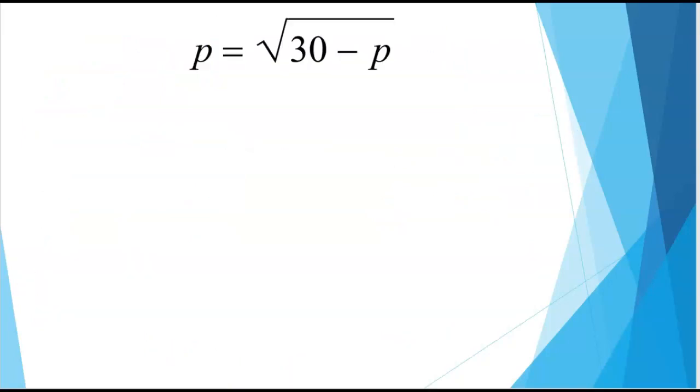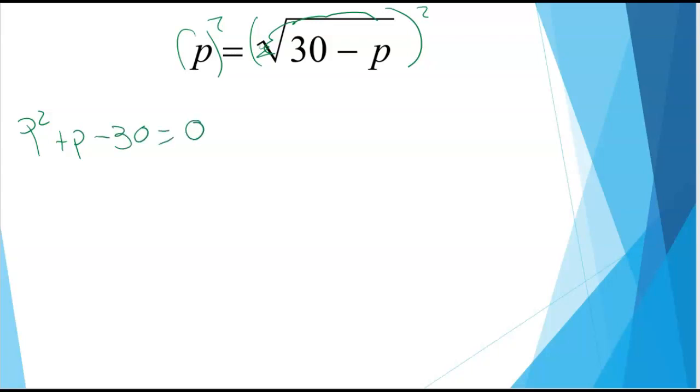Okay, let's try another one. I'm going to go ahead and square both sides, right? p squared, and I'm just going to jump these right over because we know this is going to go away when we square it, right? So negative p is going to become positive p. Positive 30 is going to become negative 30, and that's all going to equal 0.